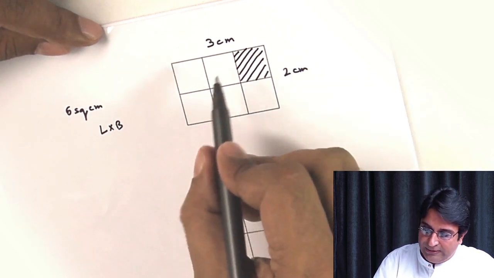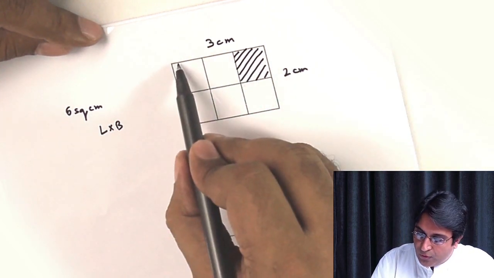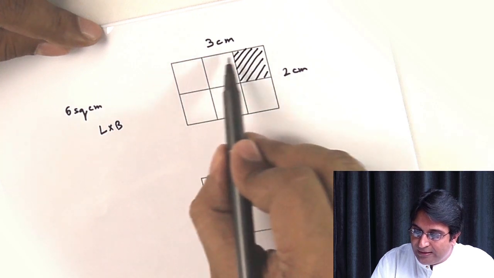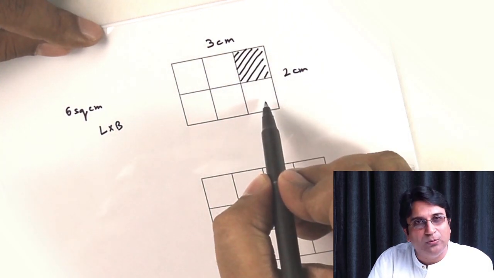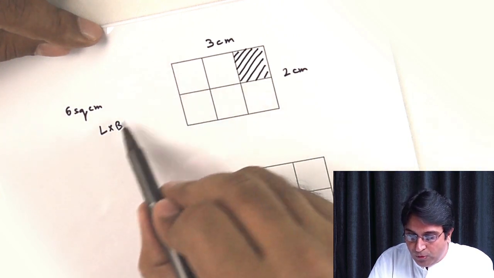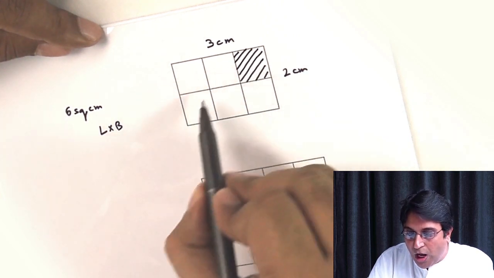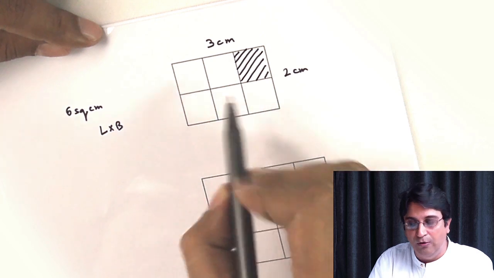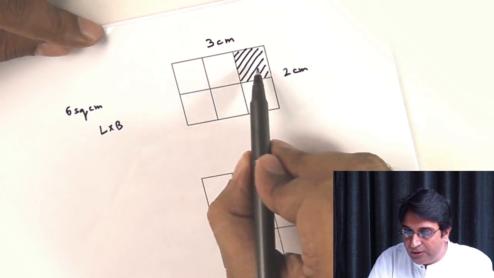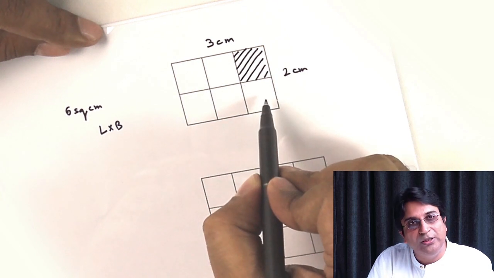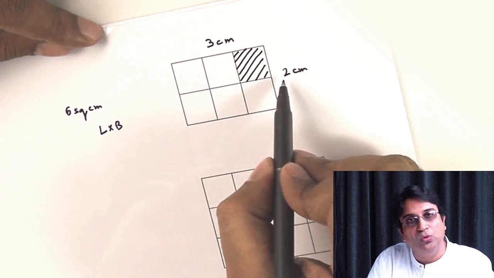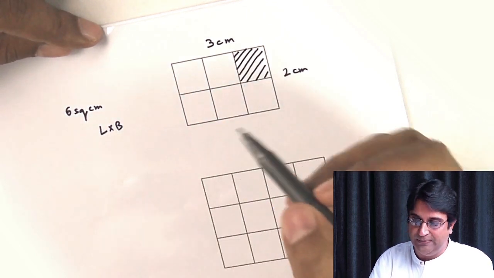See, that is because if you look at the length, you get to know how many squares are there lengthwise. If you look at the breadth, you know how many squares are there breadthwise. Therefore, if you do length times breadth, you just get to know how many squares are there in all. For example, here there are 3 squares in the first row, 3 squares in the second row. So totally how many squares? 3 times 2. So 6 square centimeters.